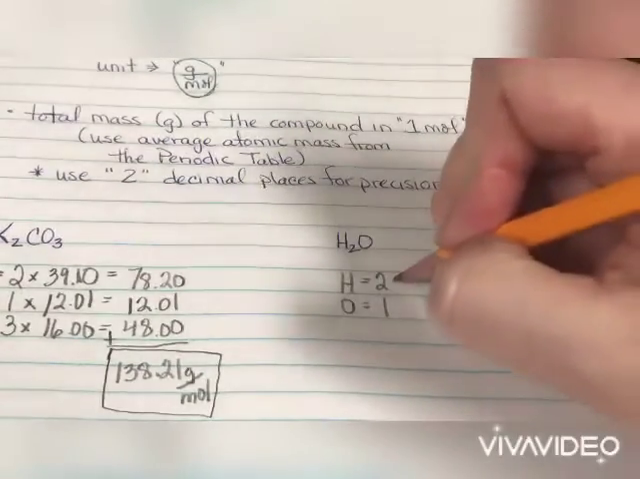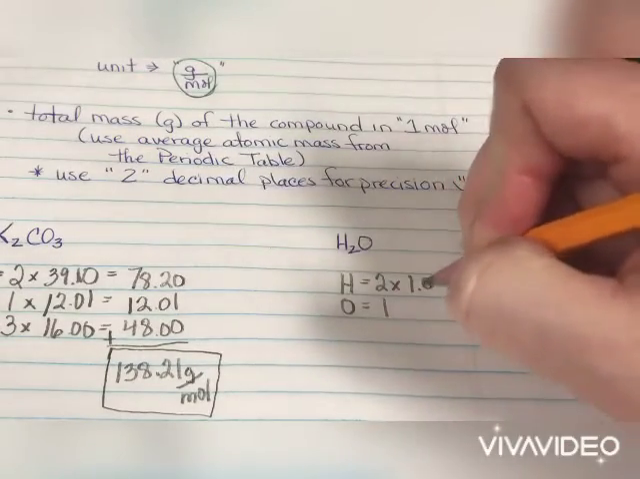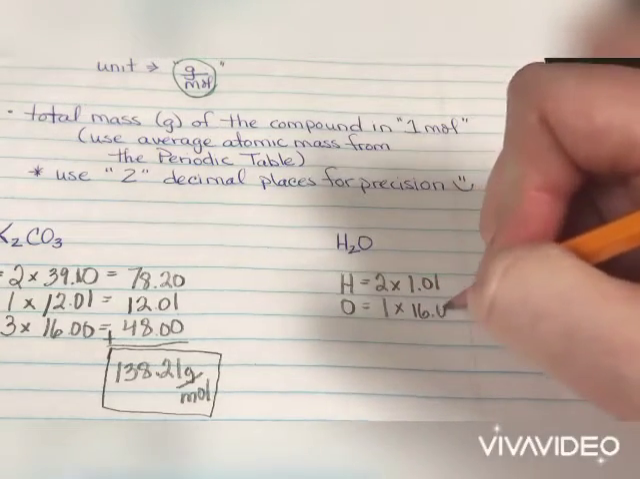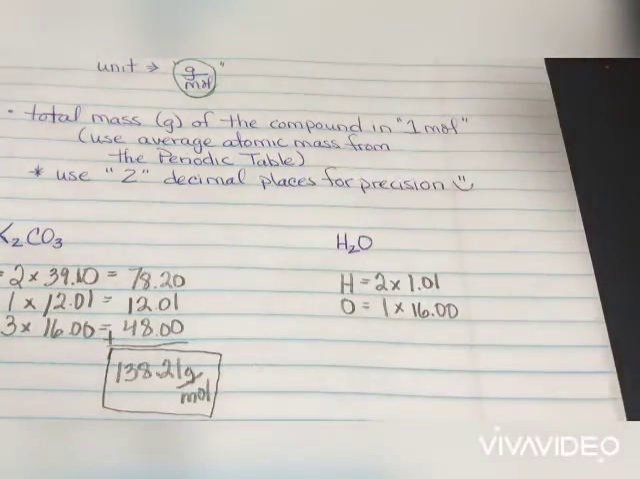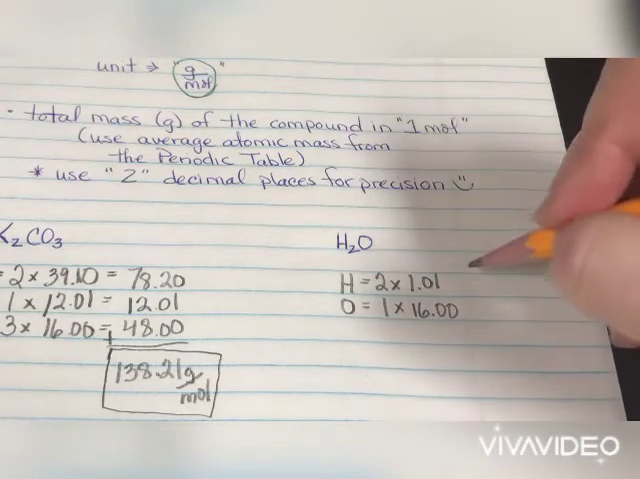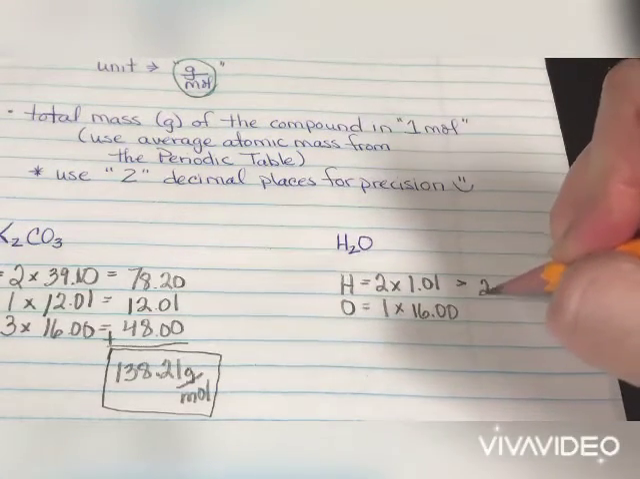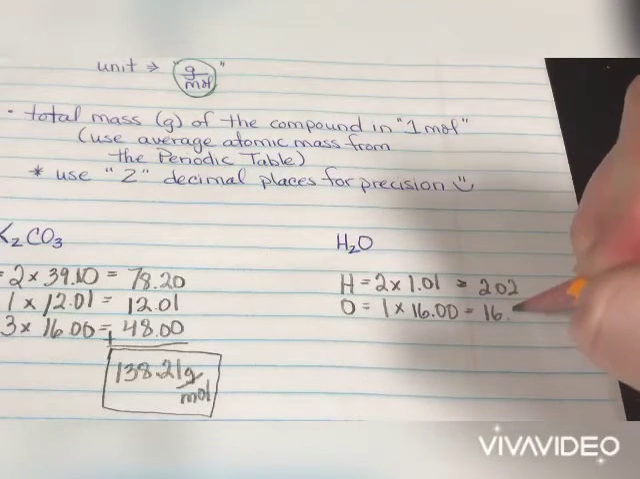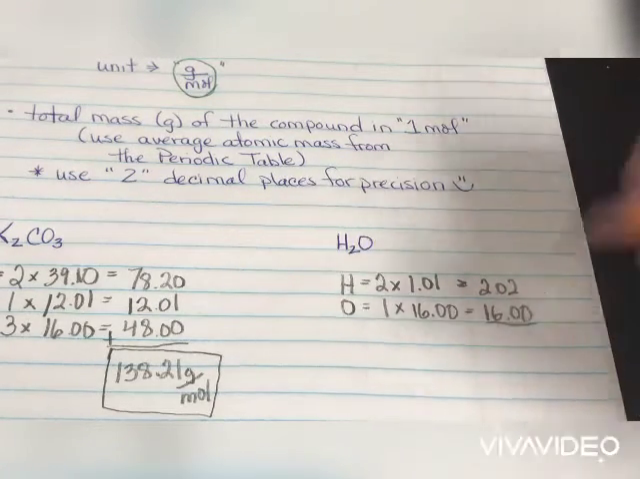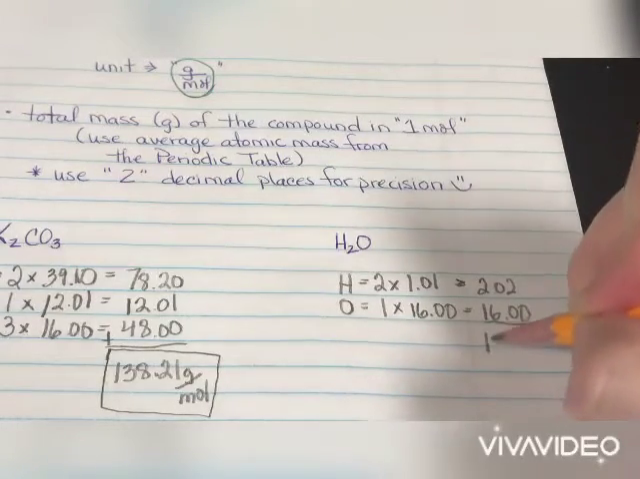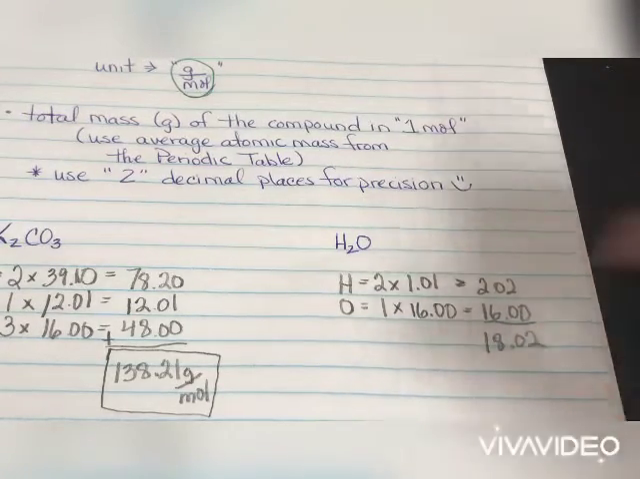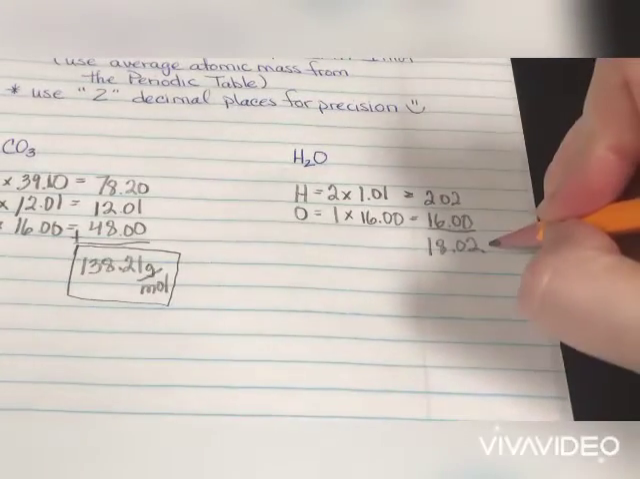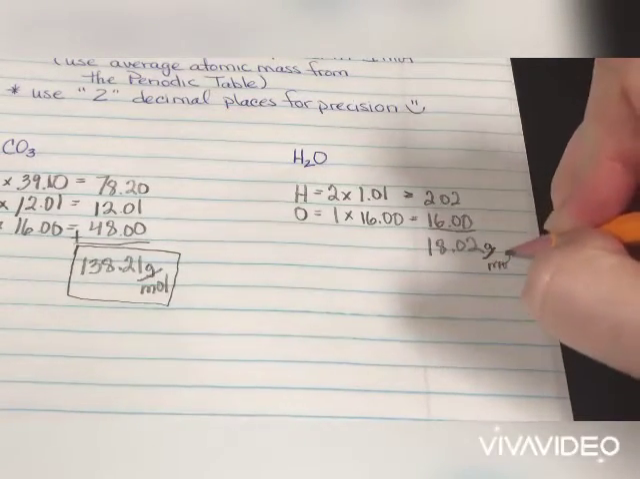We're going to multiply this by 1.01. Oxygen will be times 16 again. No, it doesn't change. And then we're going to add these together. So 2.02, 16, put them together, and we end up with 18.02. Again, the unit for this one is going to be gram per mole.